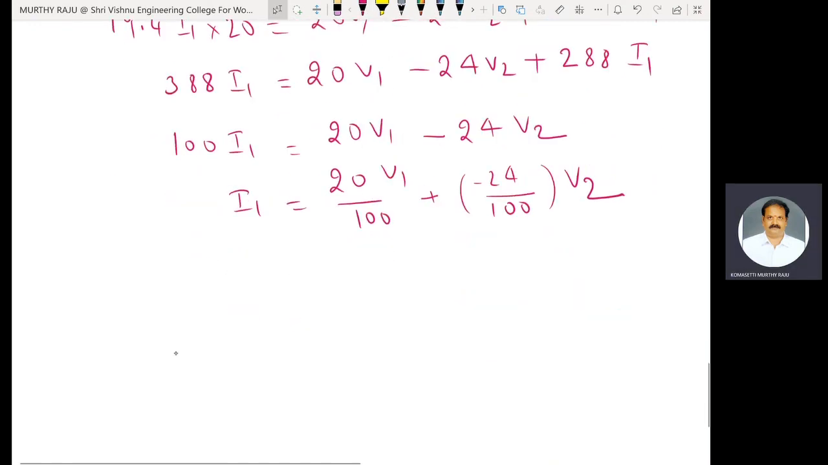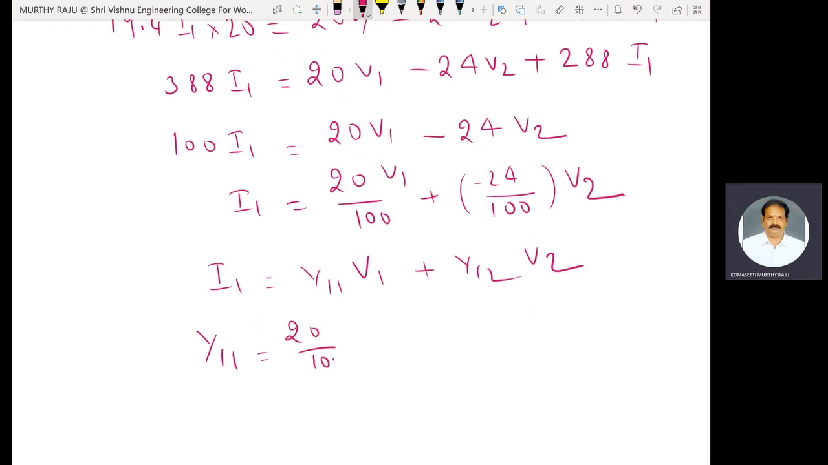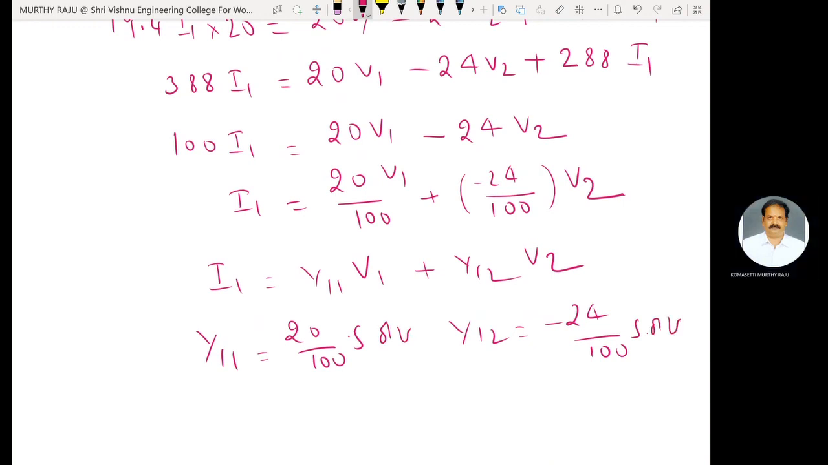This is the equation in the form of I1 is equal to Y11 V1 plus Y12 V2. Compare these two. Y11 is equal to 20 by 100 Siemens. Y12 is equal to minus 24 by 100 Siemens or mhos. Next one.